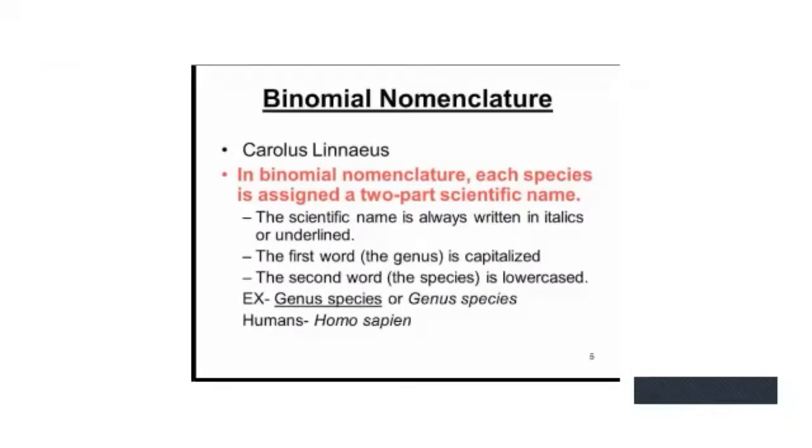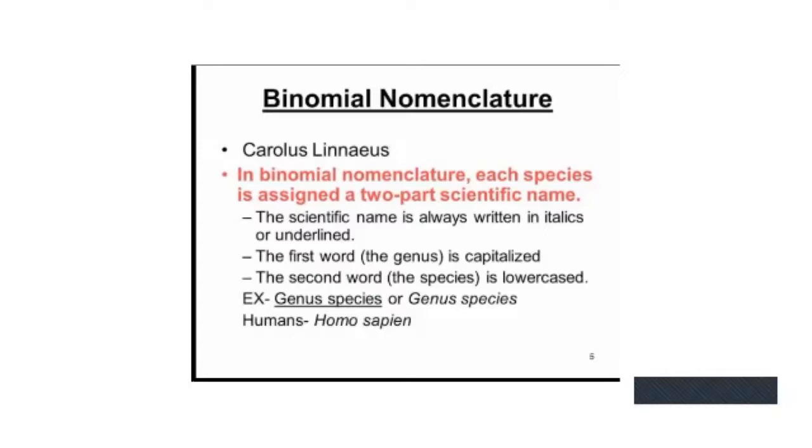Carl Linnaeus, Carolus Linnaeus in full, is the name of that scientist, and he proposed binomial nomenclature. In binomial nomenclature, each species is assigned a two-part scientific name. The scientific name is always written in italics or underlined. You know that different writing methods are there, bold, italic, like that. In that, italics is used to write scientific names, or the scientific name will be underlined.